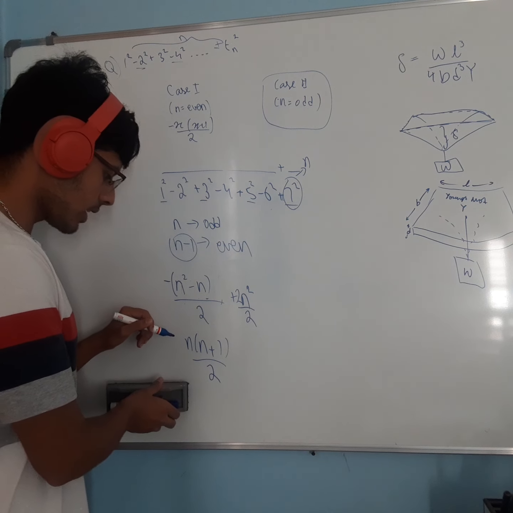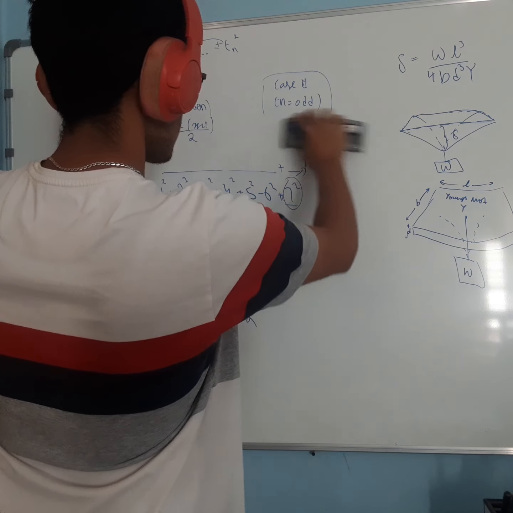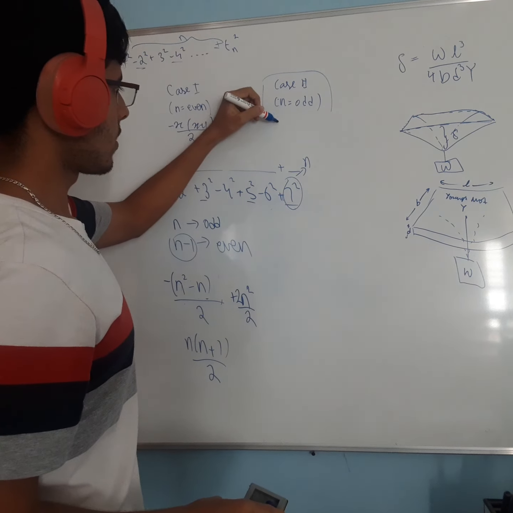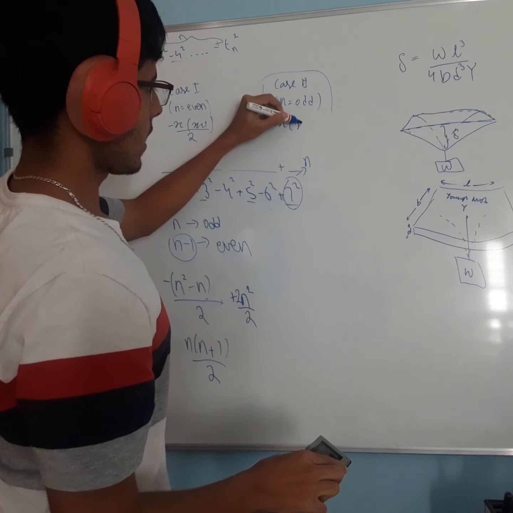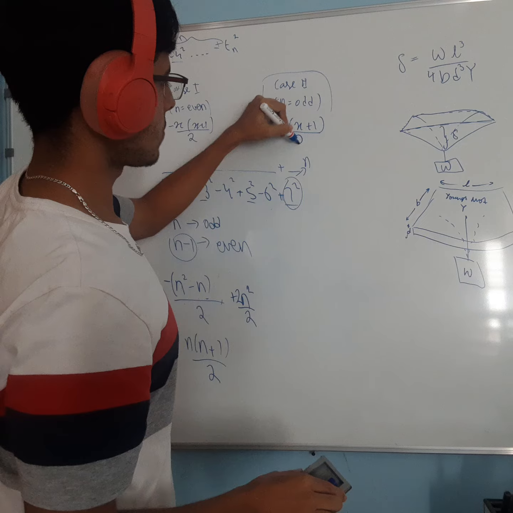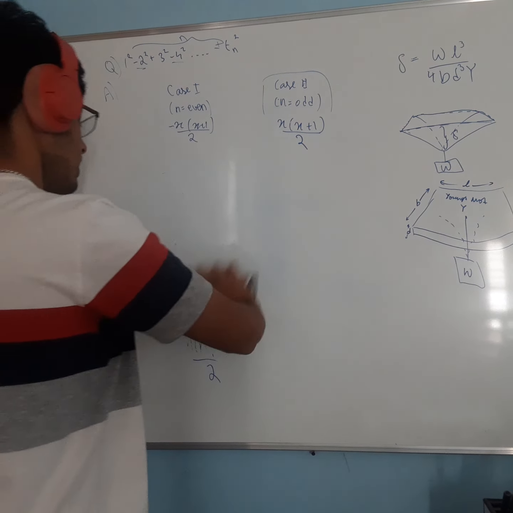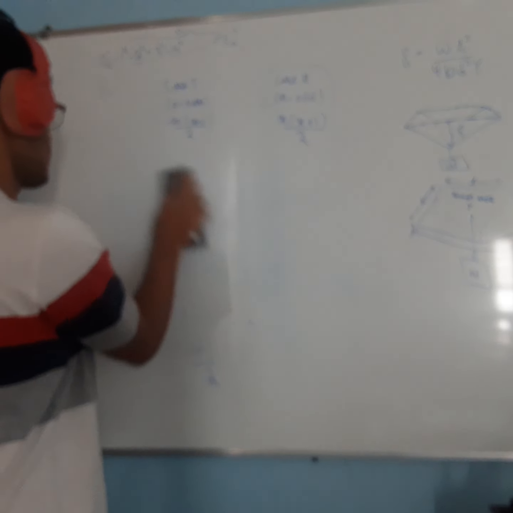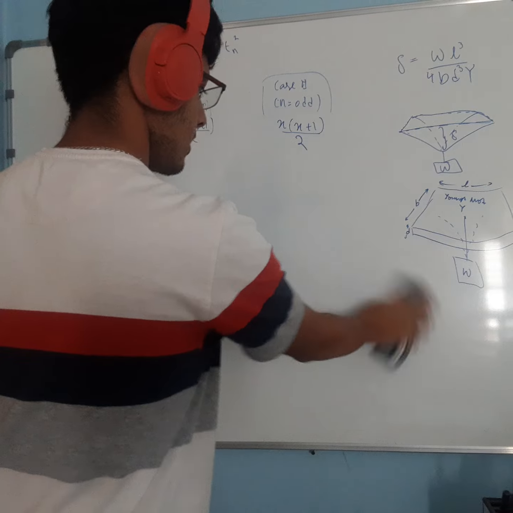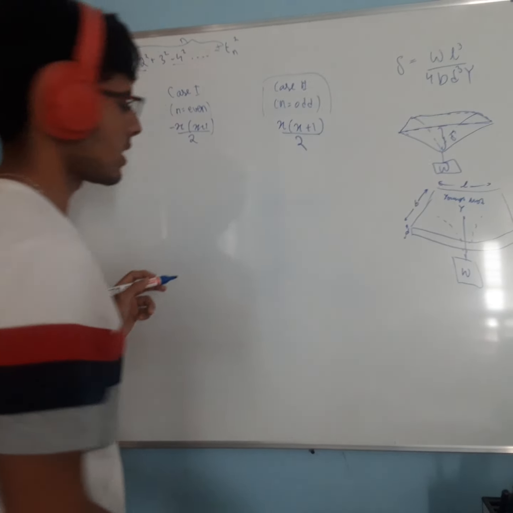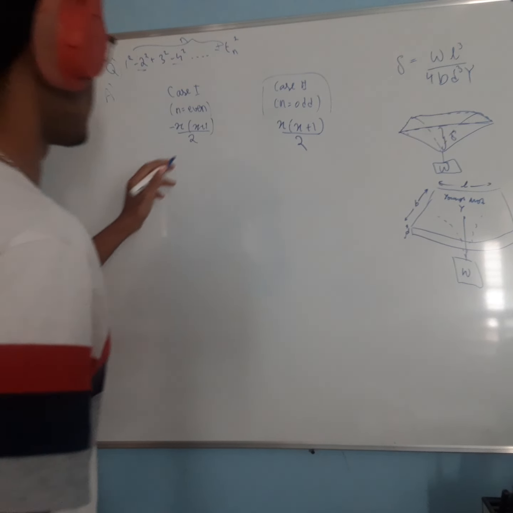So in a more generalized way, for n, I can write this as x into x plus 1 divided by 2, where x is odd. But having a formula for two different cases seems like a lot to remember. It's just inconvenient. In maths, we like to simplify something as much as we can. So that's exactly what I'll be doing.